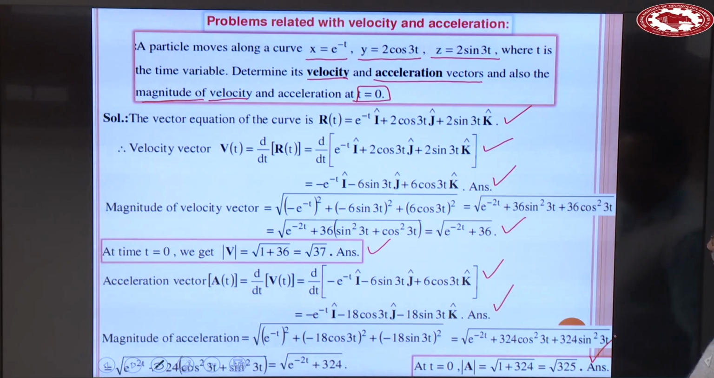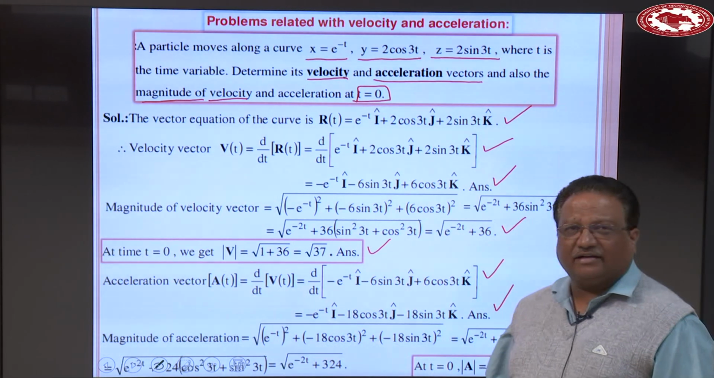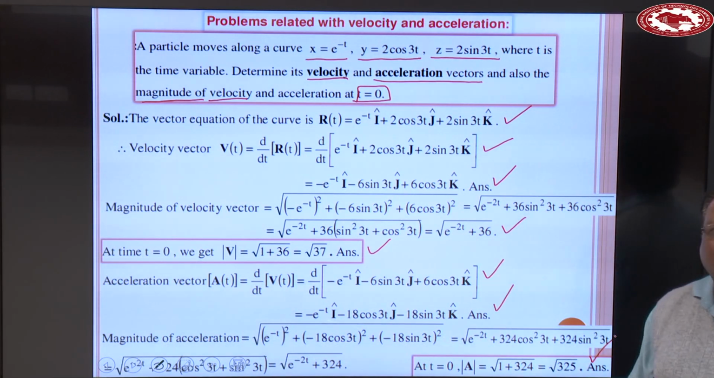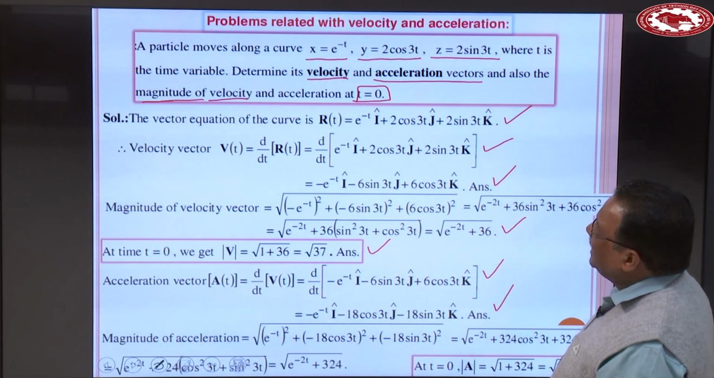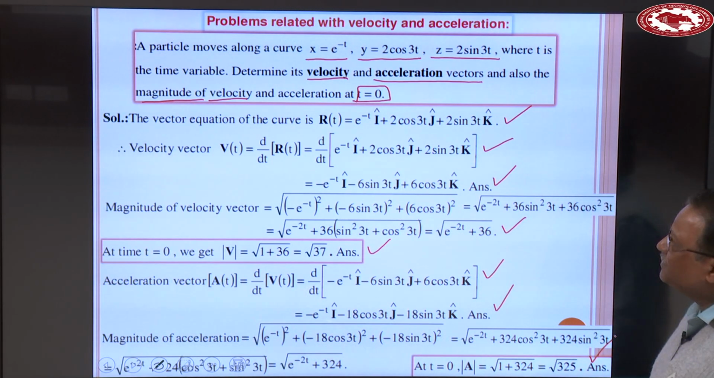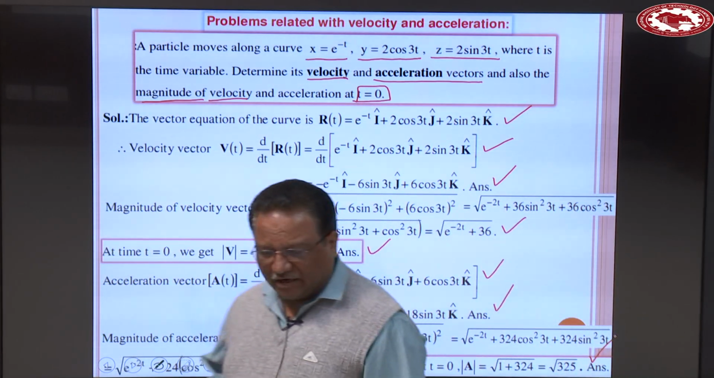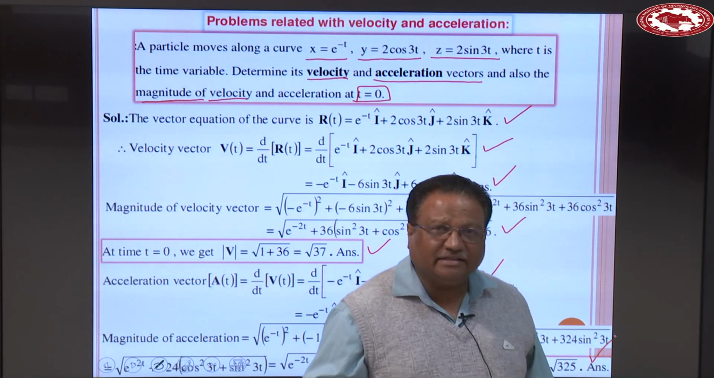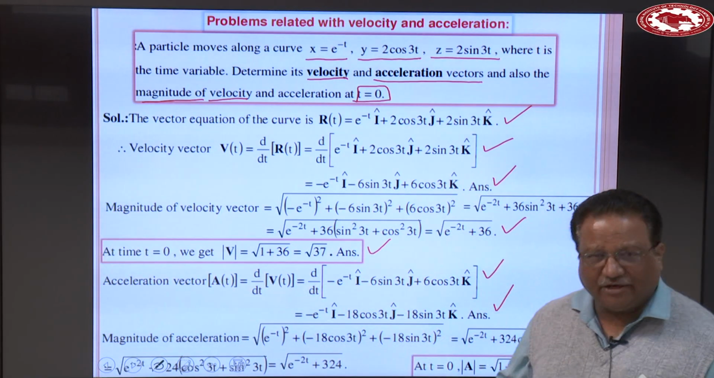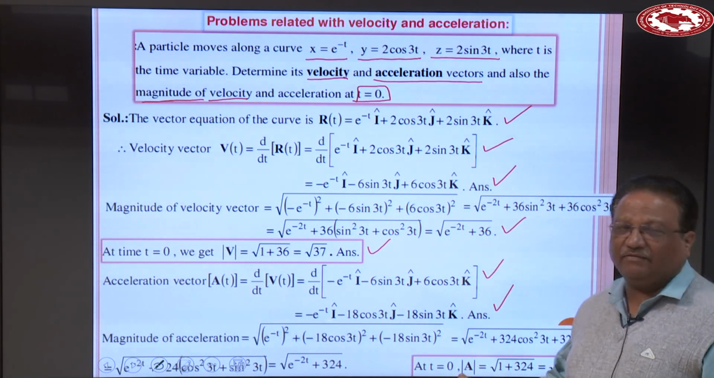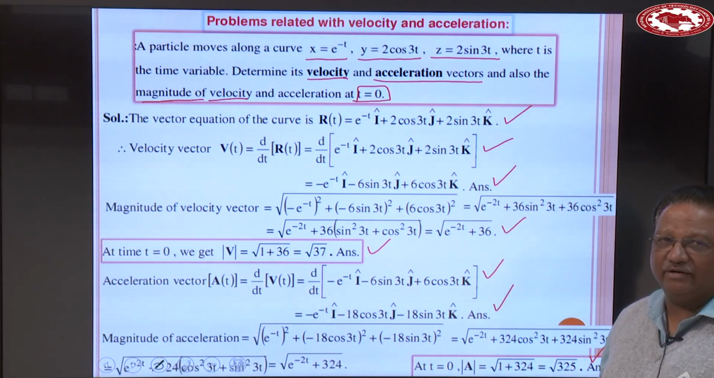Okay. Under root 325. So, in this way you can calculate such type of few problems related with velocity and acceleration. Okay. So, first write the vector equation of the curve and then calculate the velocity and acceleration, then magnitude of velocity, magnitude of acceleration, and particularly when t is equal to 0, you have to calculate all these values.